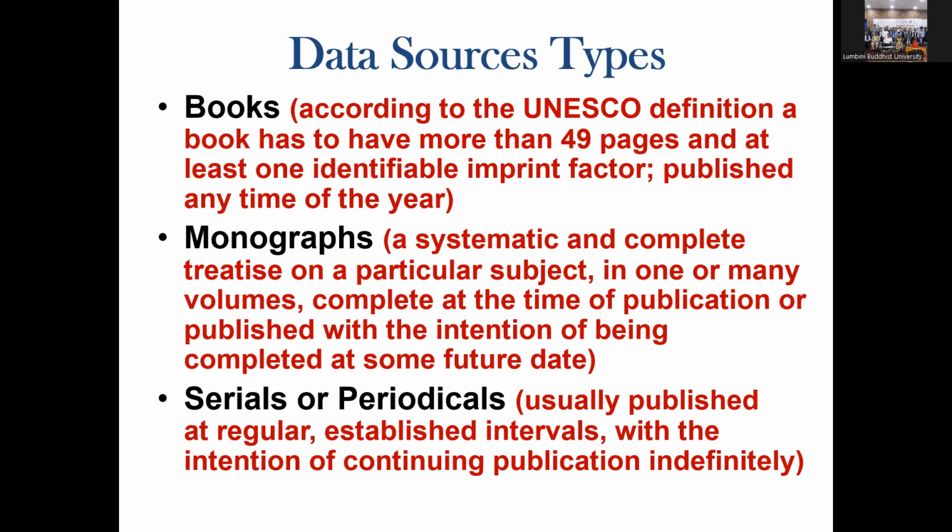So what is a monograph? It has been defined as a systematic and complete treatise on a particular subject in one or more volumes, complete at the time of publication, published with the intention of being completed at some future date. So this is our monograph. The written document might be in one volume or more than one volume. They are not yet published. They are complete for publication, but still in the process of publication. So this is the monograph.